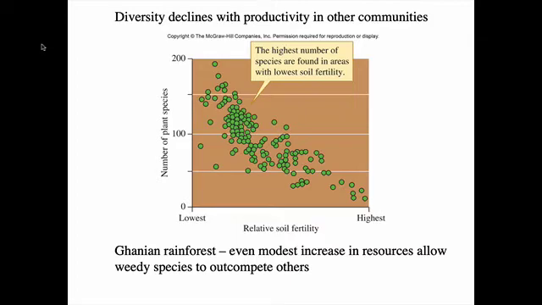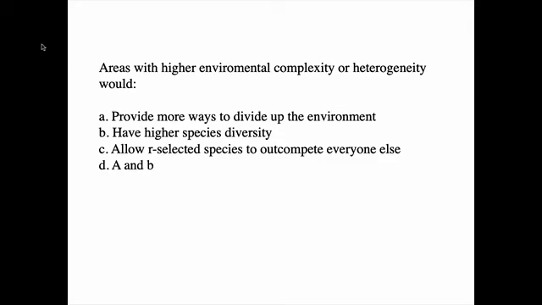Okay, how about that second non-equilibrium hypothesis about complexity? Environmental complexity. Get out your clickers and let's take a poll here. All right, so here we have, if you have higher environmental complexity, or as we say, heterogeneity, what would that do? Would that provide more ways to divide up the environment? Would it have higher species diversity? See, I left off the last one. I remember to remove that last thing. Would it allow our selected species to outcompete everything else, or would it be a combination of A and B?